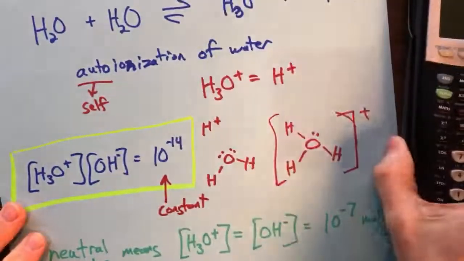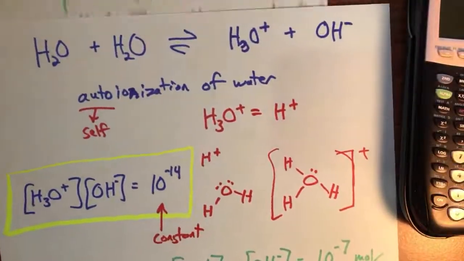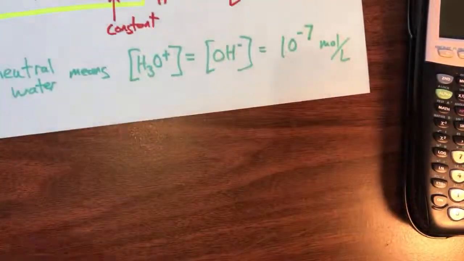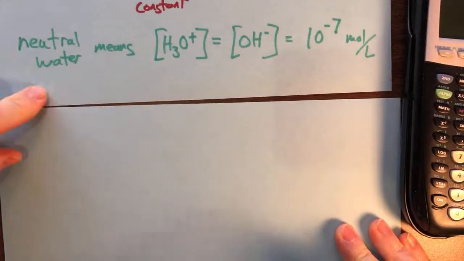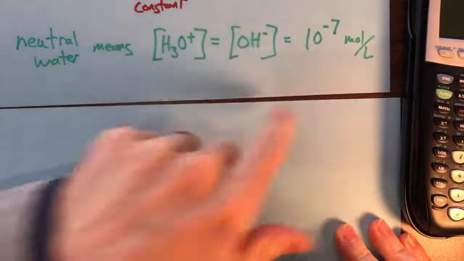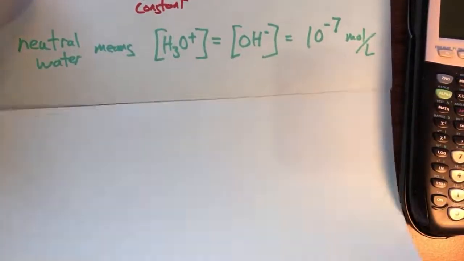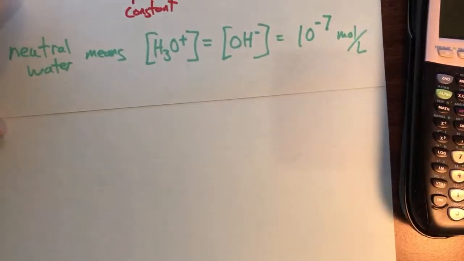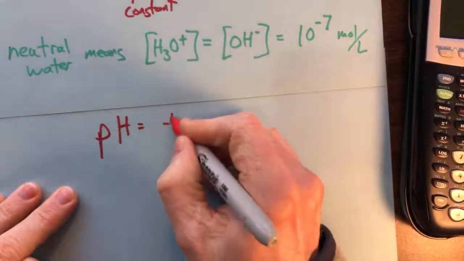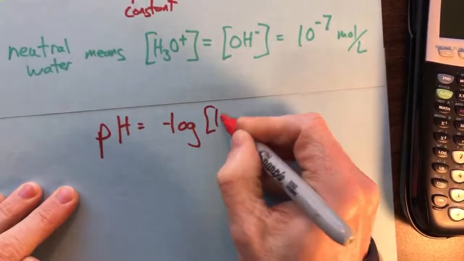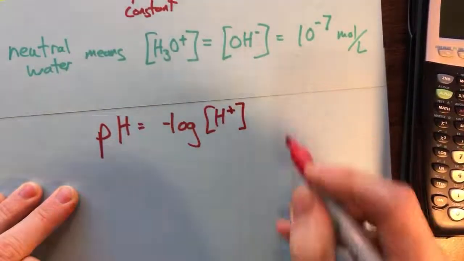And let's look back at how you calculate the pH. Let me just start with a fresh sheet here. How do we calculate pH? So we have neutral water. It means that we have equal amounts of these things. And so in neutral water, we can go ahead and calculate the pH of neutral water. We have the equation pH equals negative log of my H plus molarity.